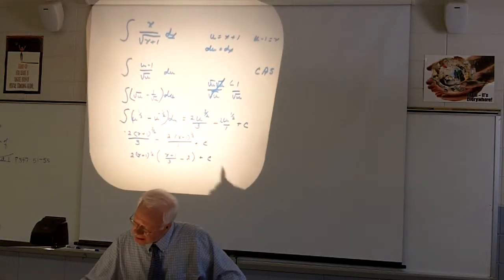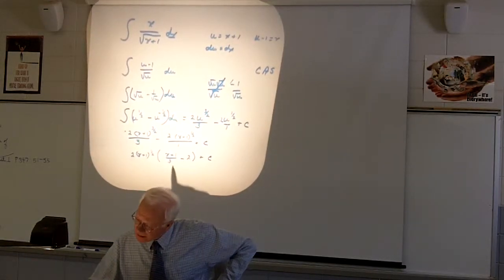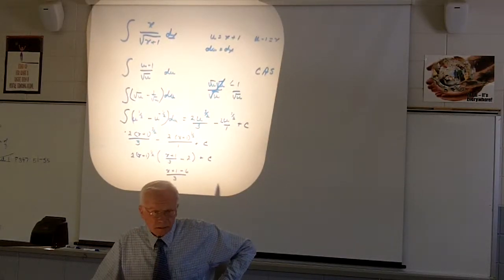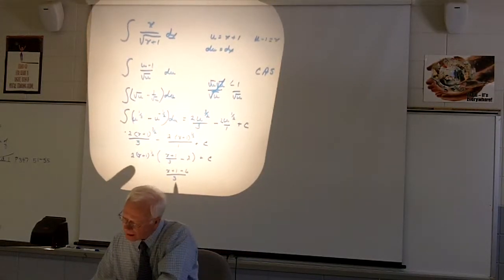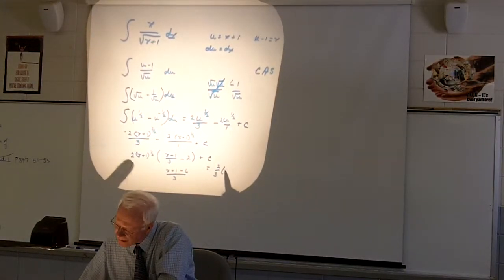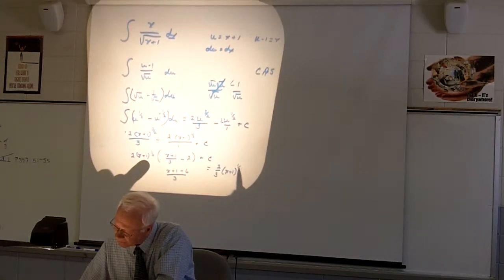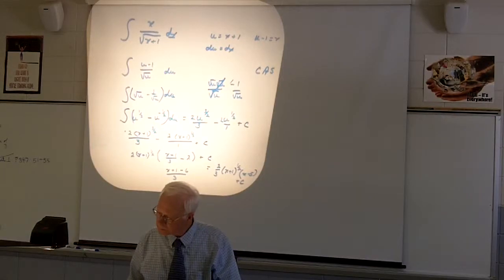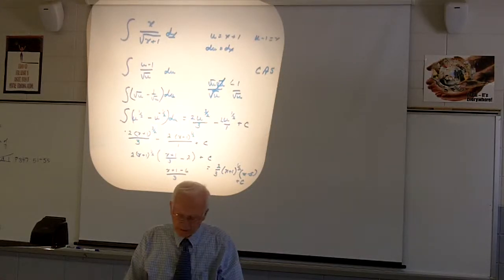Now that's plus a constant, and this can be simplified. That gives me (x plus 1 minus 3) over 3. Now this 3 could come out over here, and that becomes 2/3 times (x plus 1) to the 1/2, and then this becomes (x minus 2) plus a constant. Wow. Question on that? All right, that's the answer.